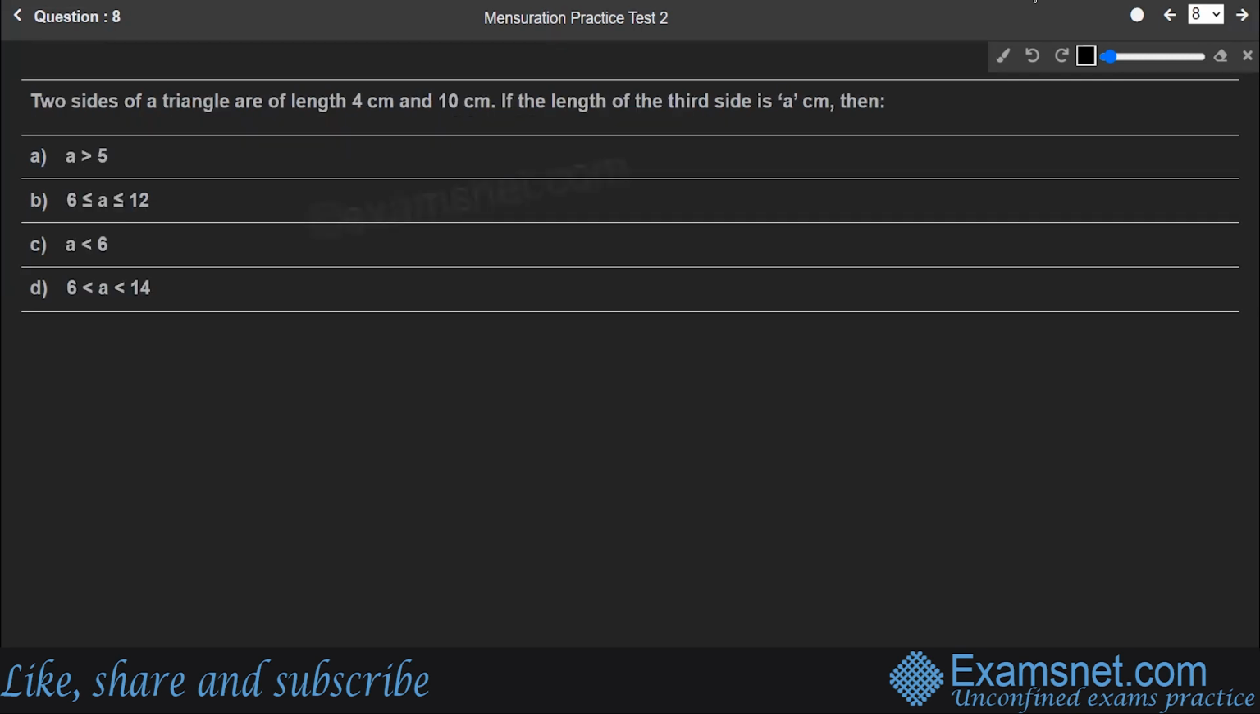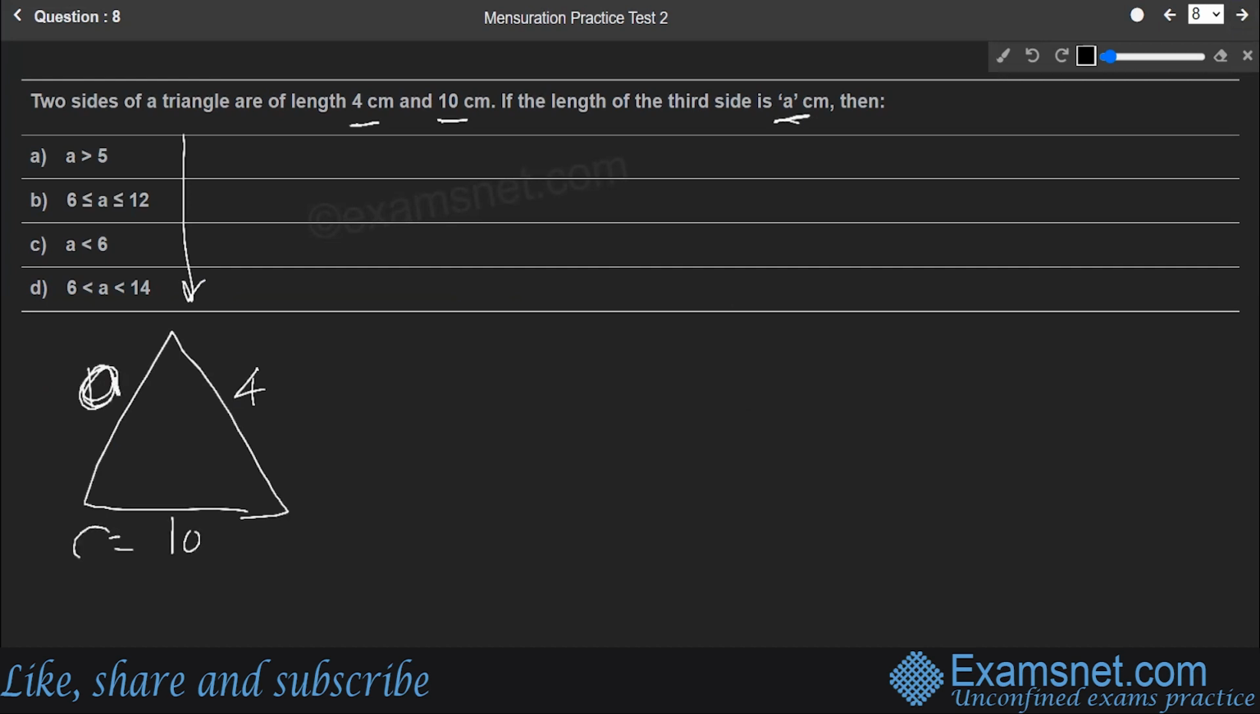Now, two sides of a triangle are of length 4 centimeter and 10 centimeter. If the length of the third side is a centimeter, then which of the following is true? That's what we need to verify. So let us create the triangle first. This is how the triangle looks like. Let's say this is 4 centimeter, and let's say this is a, that's what he has assumed. And let's say this is 10. We'll say c is equal to 10 and b is equal to 4. This is how we have taken them.